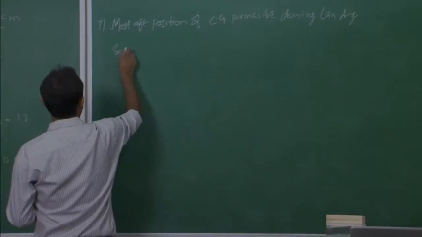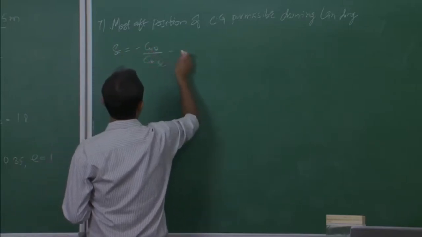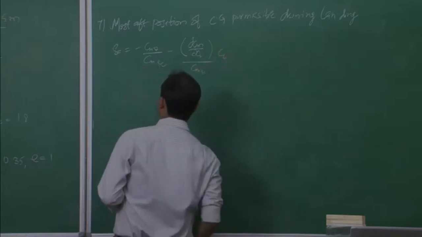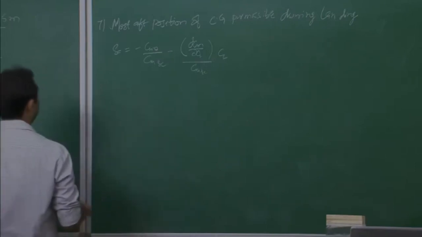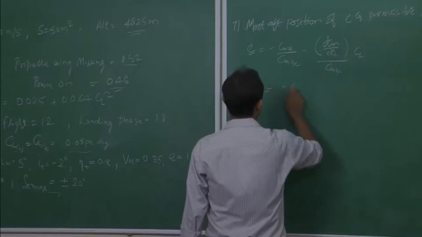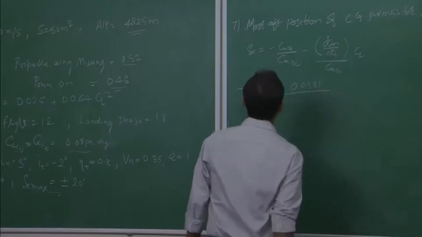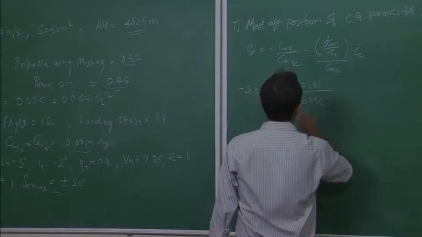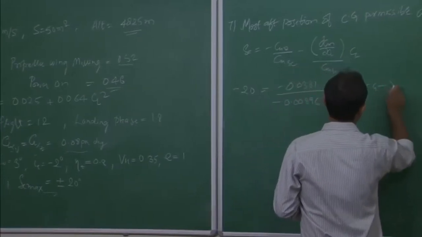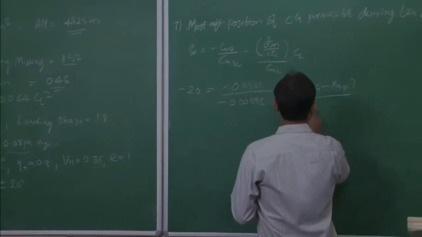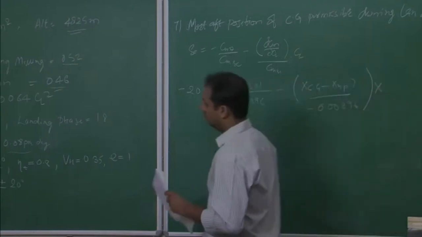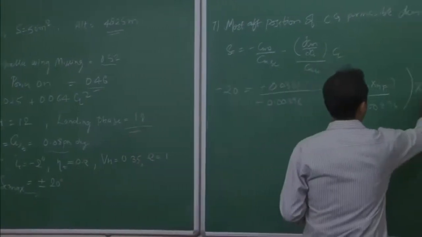Again, we will use the same formula, that is delta E equals minus CM naught by CM delta E minus of dCM by dCL by CM delta E into CL trim. We know that maximum delta E deflection is plus minus 20 degrees, so I'll use maximum deflection, that is minus 20 degrees. CM naught we have already calculated, 0.0381. CM delta E also, minus 0.00896, minus dCM by dCL, which we will write as minus of static margin, or XCG minus XNP, by CM delta E, which is 0.00896, into CL trim during landing, which is 1.8.